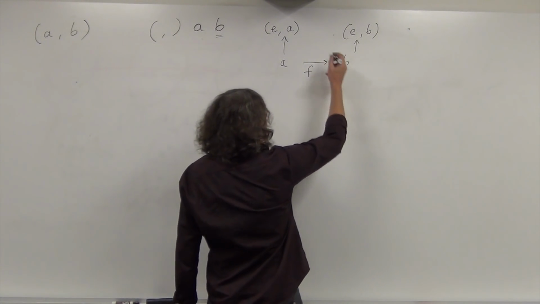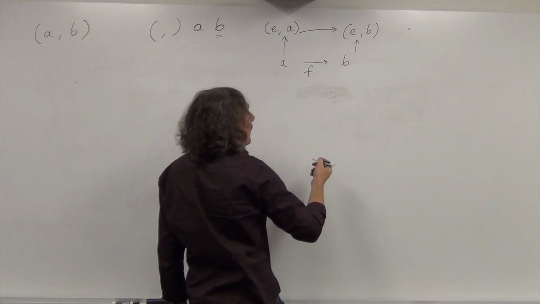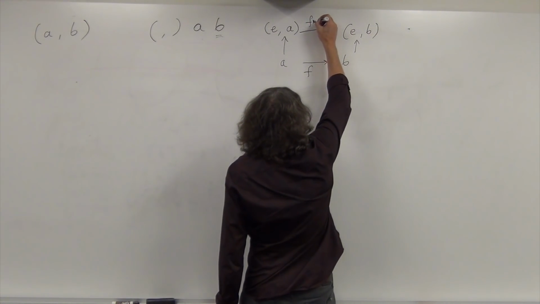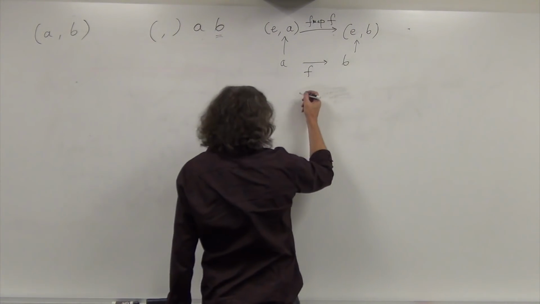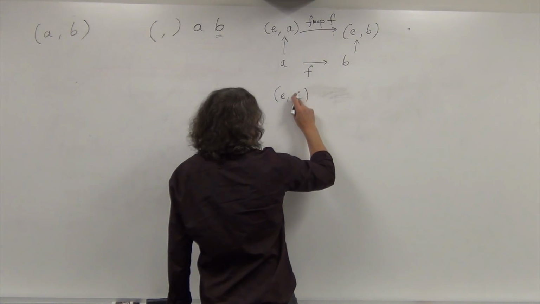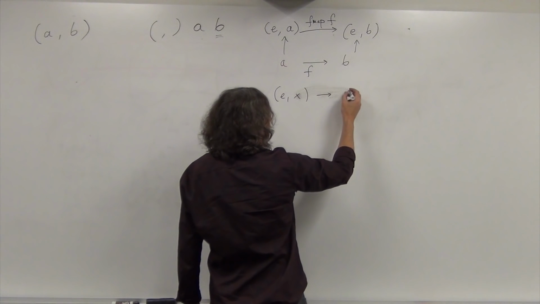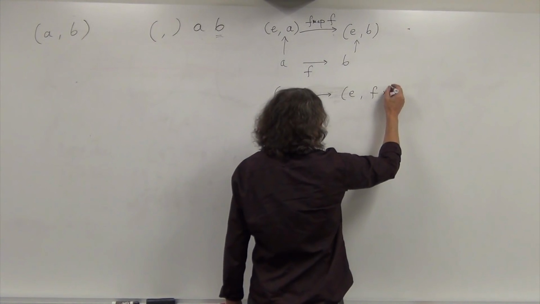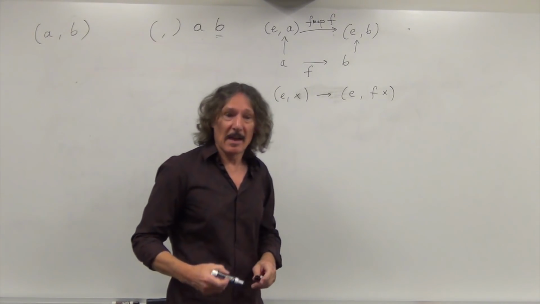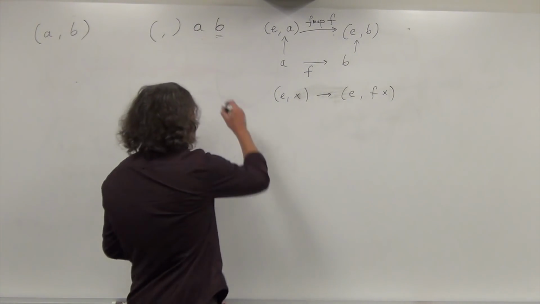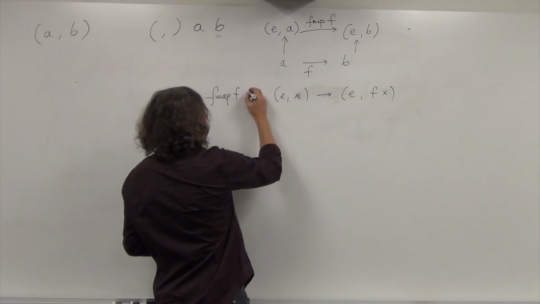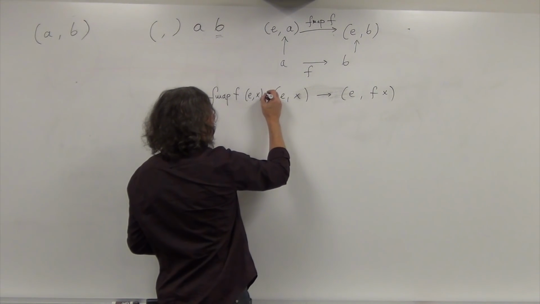So if I have a function from A to B, I can lift this function to, let's call it fmap f, where this fmap takes E x and produces E fx, right? So I'm acting with this function on the second component of the pair. And that's my lifted function, so this is my fmap f, acting on some E x.